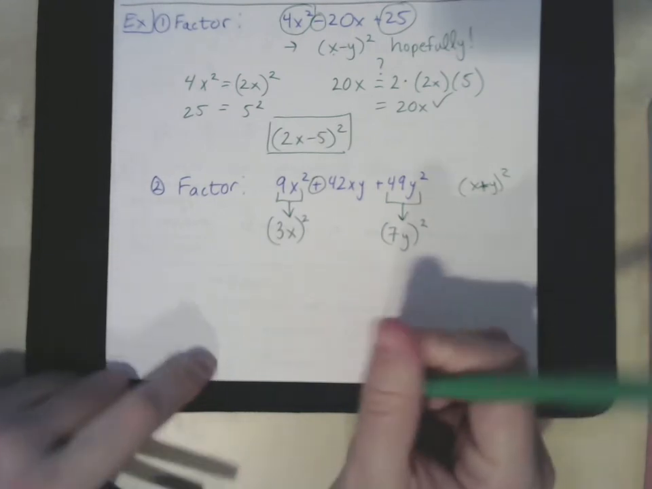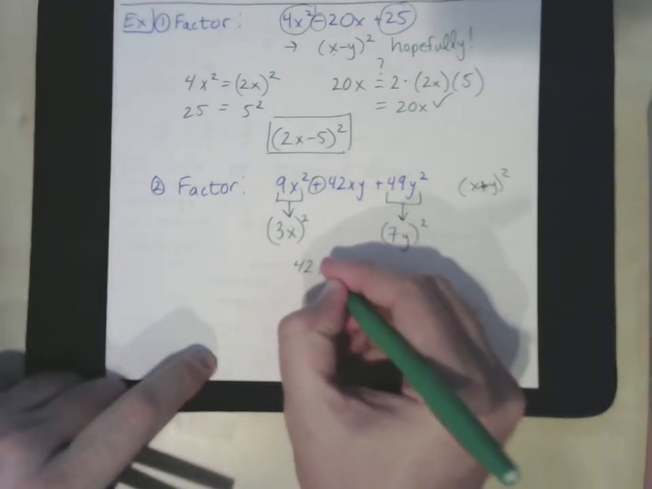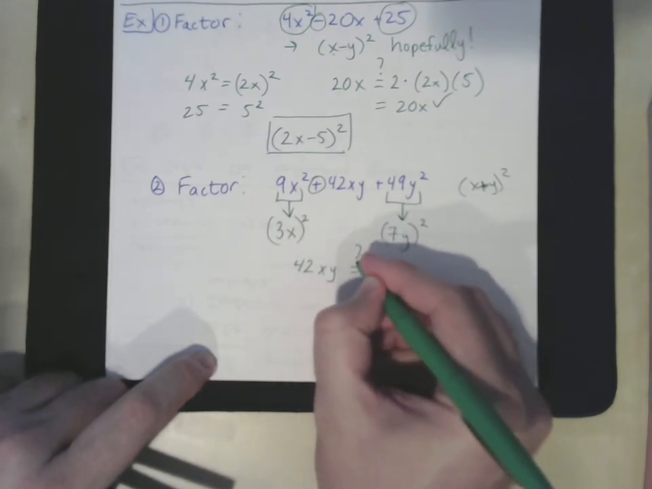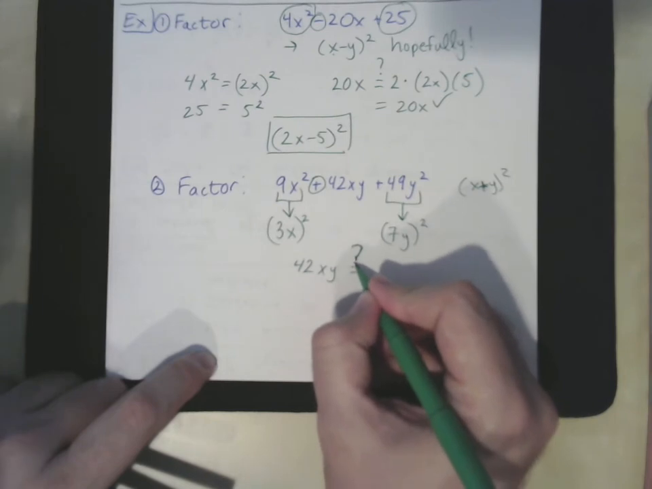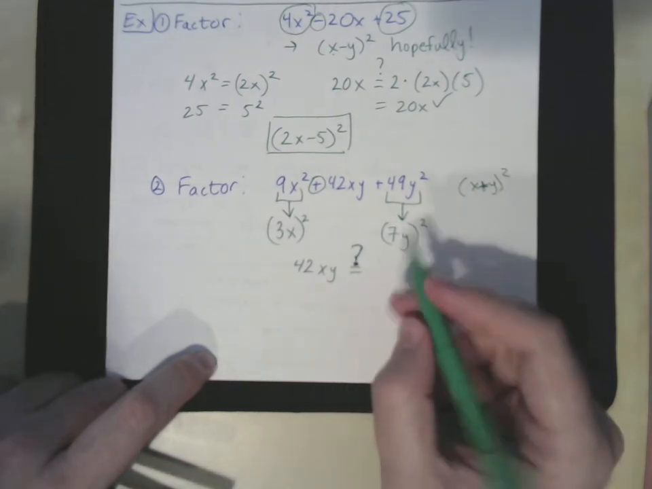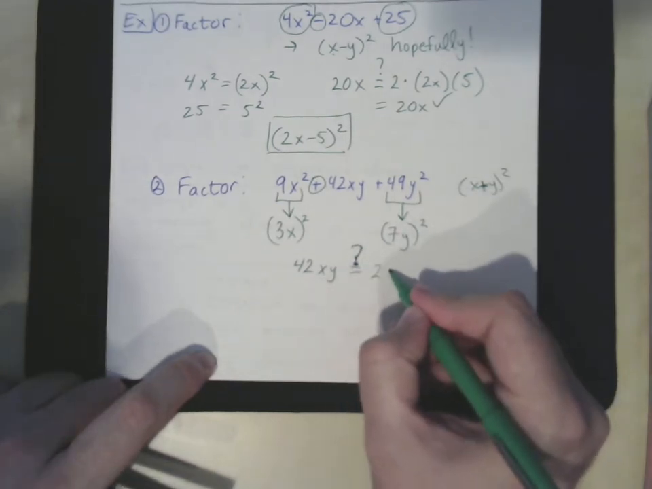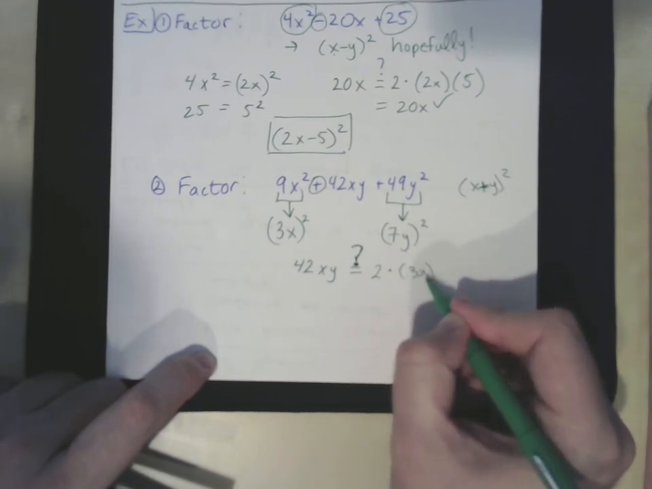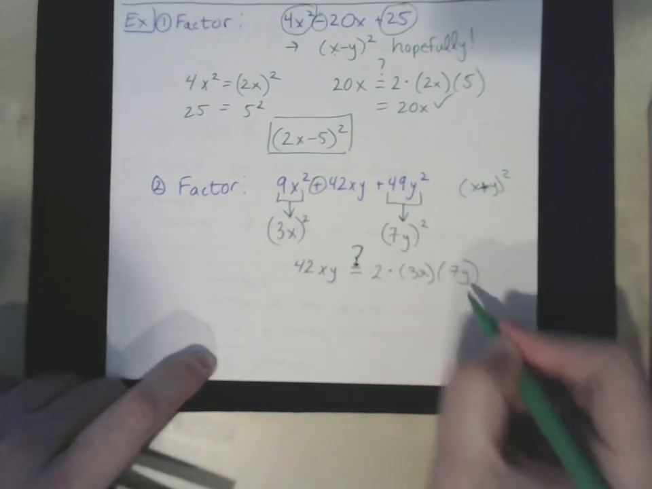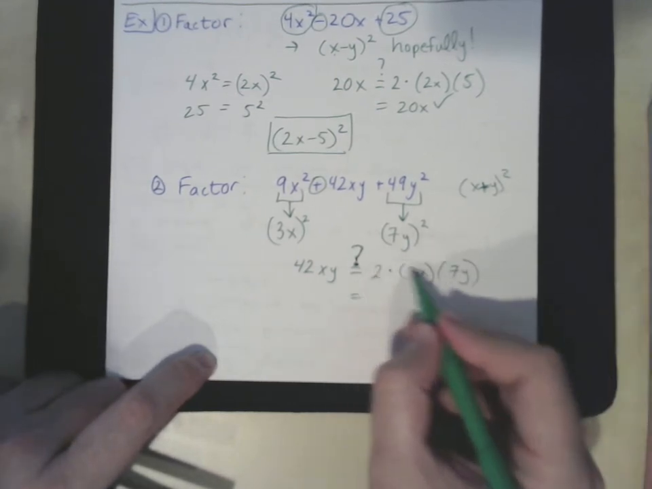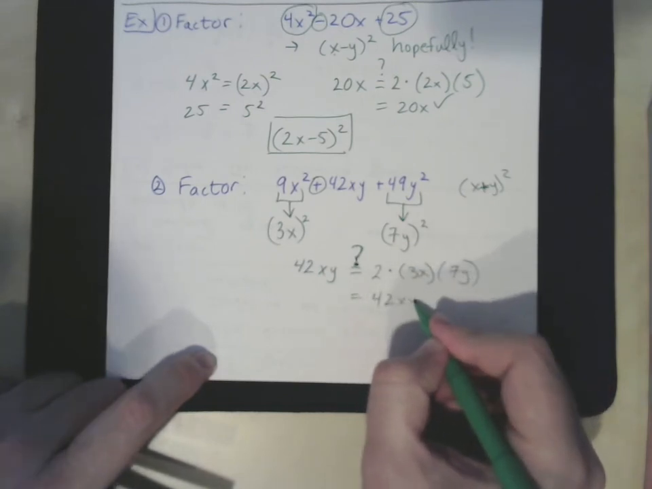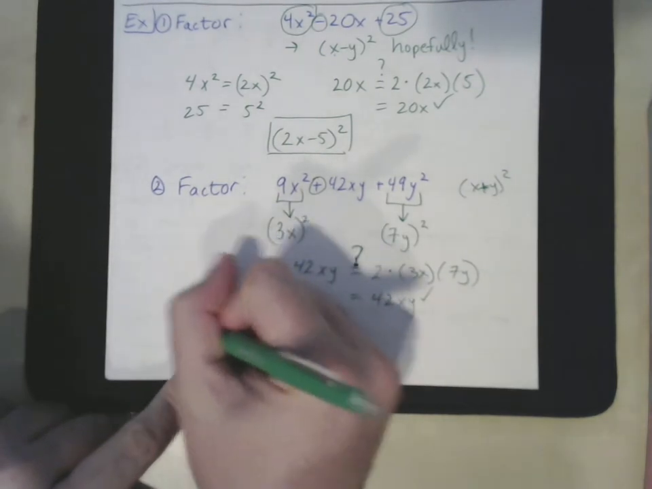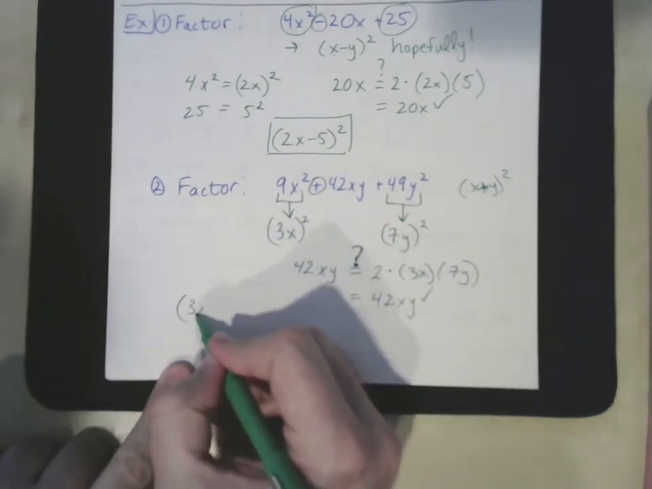And so now the only question is, does 42xy equal question mark? Doesn't quite look like a question mark, but you get the idea. Does it equal 2 times 3x times 7y? Well, 2 times 3 is 6, times 7 is 42. xy, yes it does.